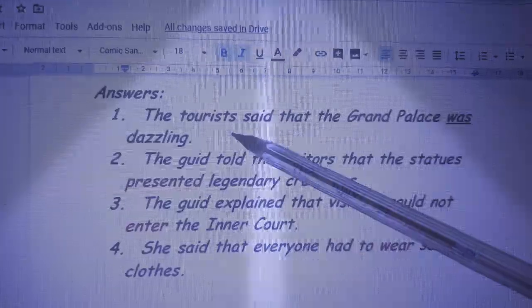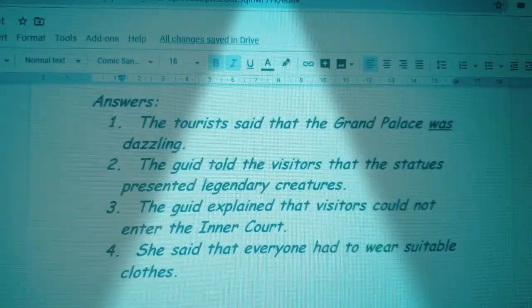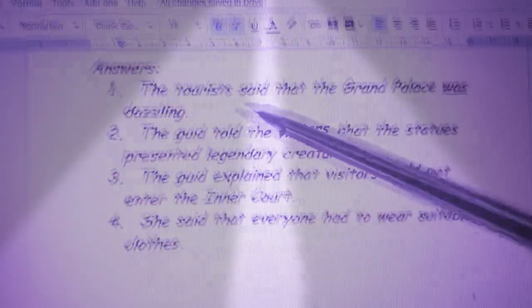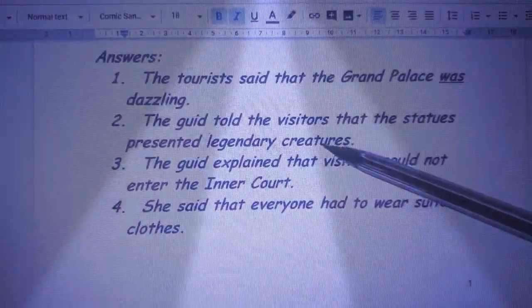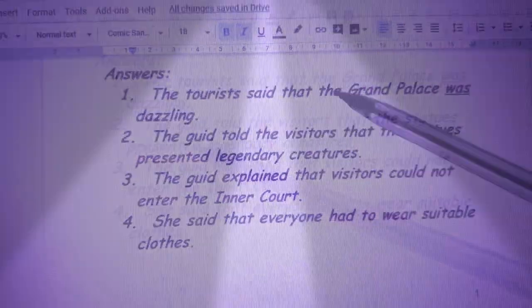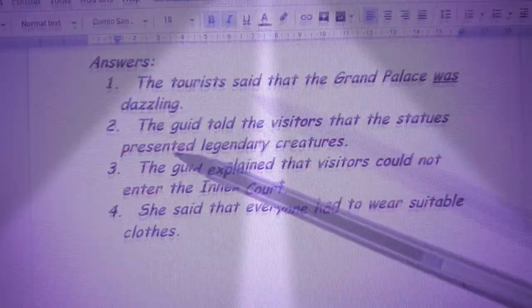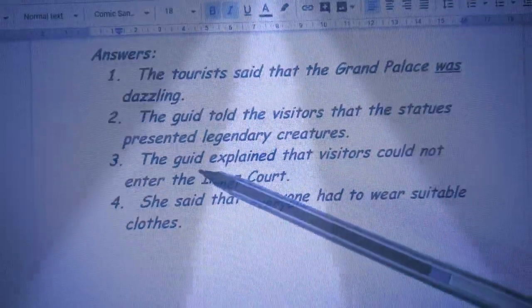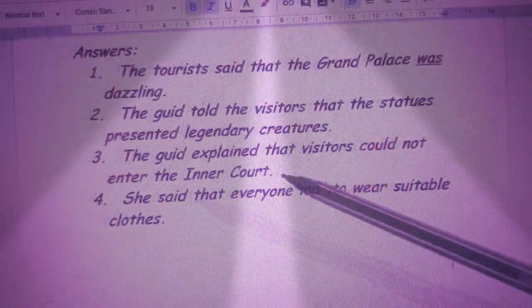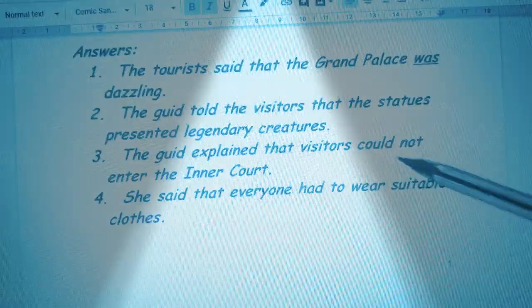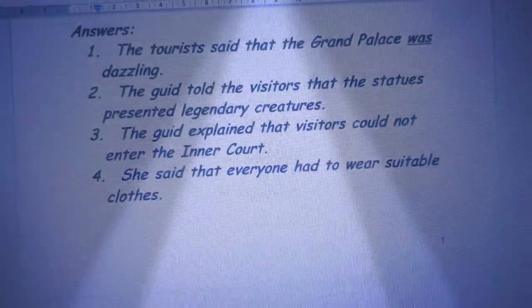The tourists said that the Grand Palace was dazzling. I'm checking my answer. Let's see if my answers are correct or not. The guide told the visitors that the statues presented legendary creatures. See, presented, legendary. The guide explained that visitors could not enter the inner court, could not see, can, could. And she said that everyone had to wear suitable clothes.